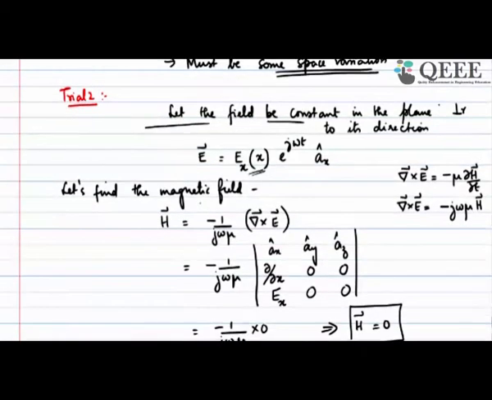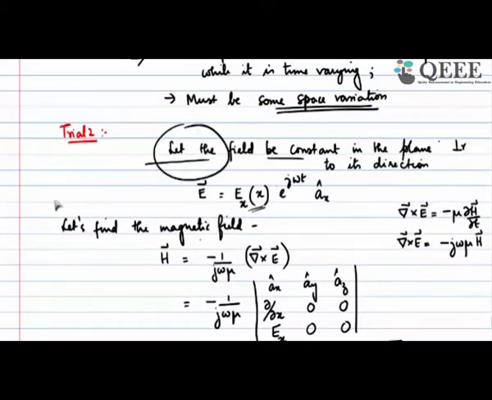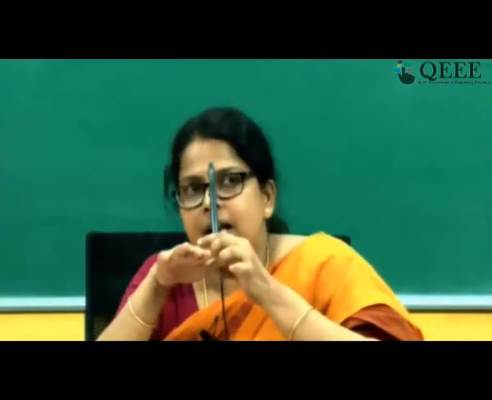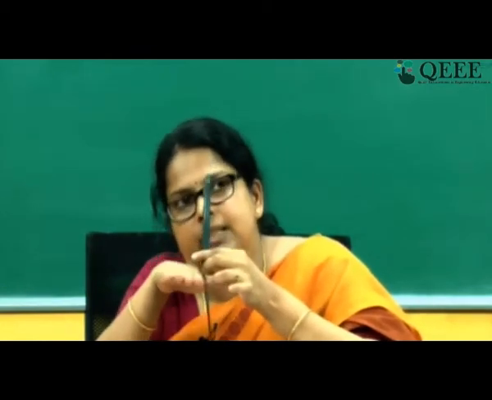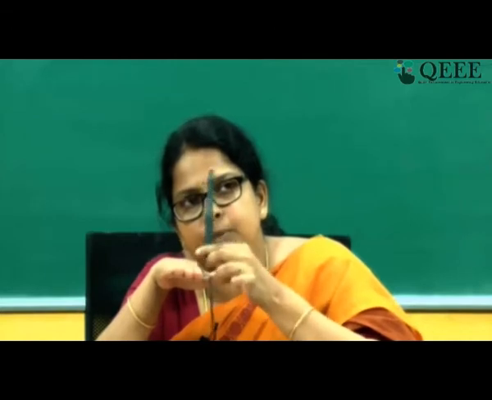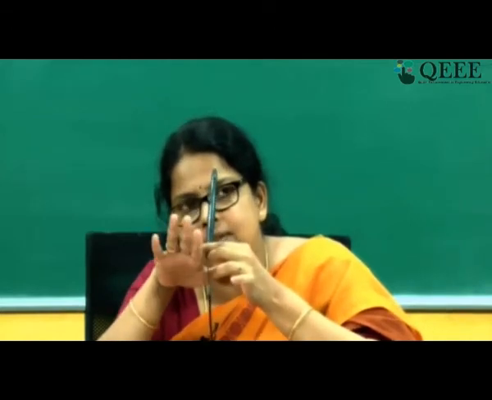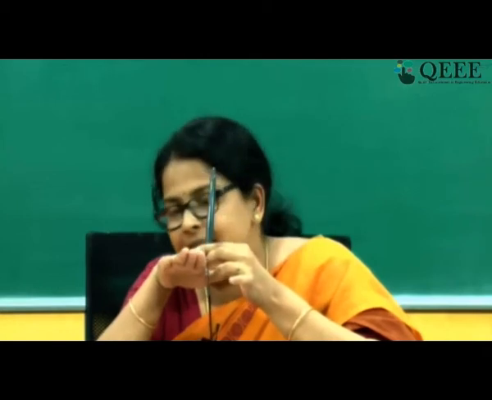This implies that the assumption that the field be constant in a plane perpendicular is wrong, which means I can never have an electric field such that it is constant in a plane perpendicular to its direction. The electric field is in this direction. If it has to satisfy the wave equation and Maxwell's equations, it can never be constant in this plane. If the electric field is pointing in this direction, it must have some variation in this plane. That is what it means.